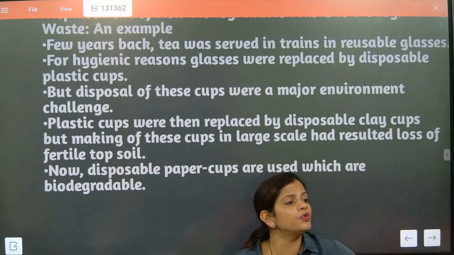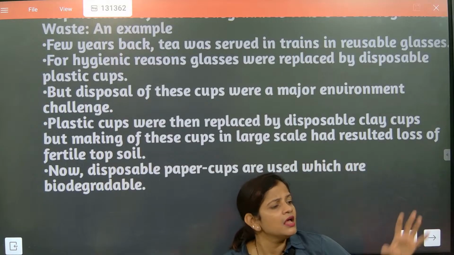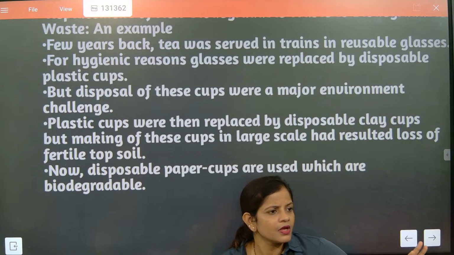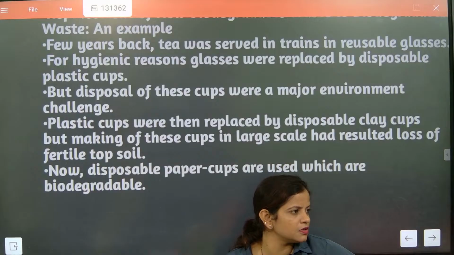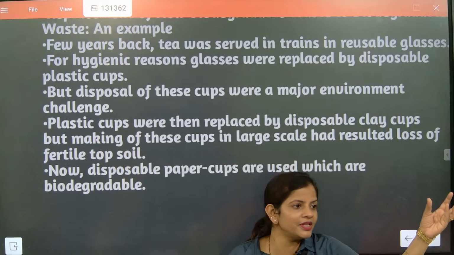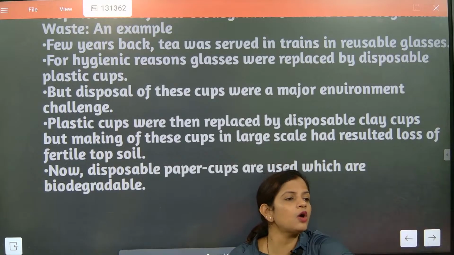But nowadays, what are you doing? In a train, on every journey, at least if you think 4 or 5 vendors are there, they will be selling at least 2,000 cups. So 2,000 kulhads will be there in one day. So in 1 month, how much will it be?